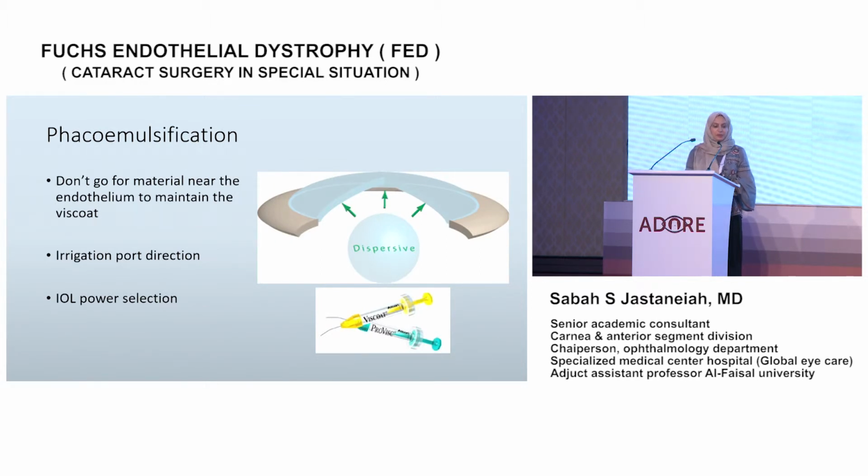With using the dispersive viscoelastic, you will find sometimes cortical material attached to the endothelium. Don't try to dig for those materials. Don't try to get them. They will come to you at the end of the procedure, because then you will remove the viscoelastic and you will decrease the protection to the endothelium.